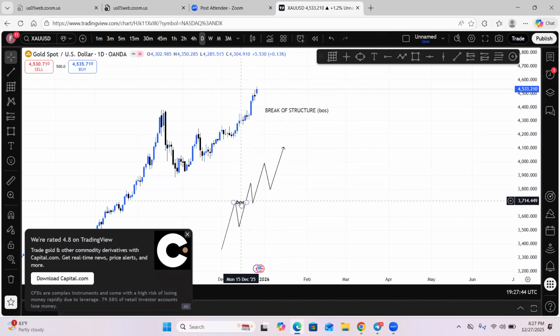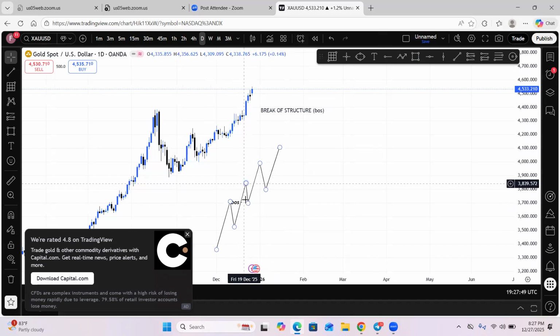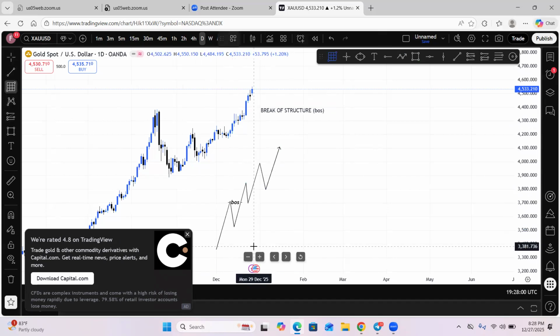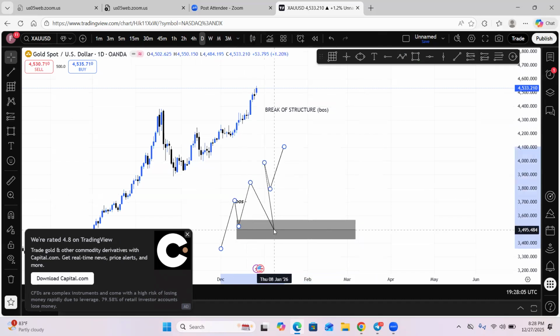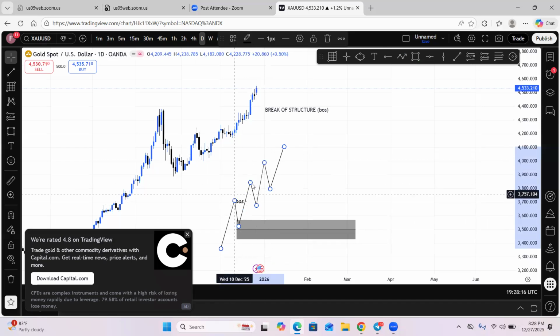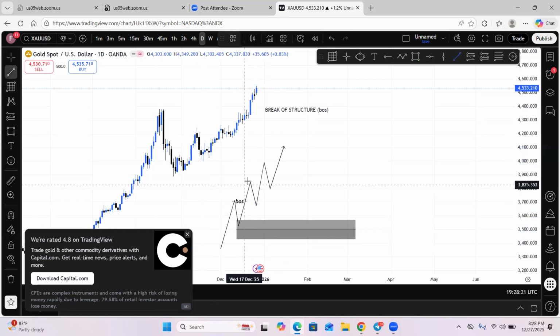After the market gave us this break of structure, it moved to the upside and retraced again. When the market created the break of structure, it presented for us an origin, which is this level. Normally, we expect the market to come back to this origin and start buying. But what did the market do? It retraced a bit and went up, clearing this level here, giving us another break of structure.